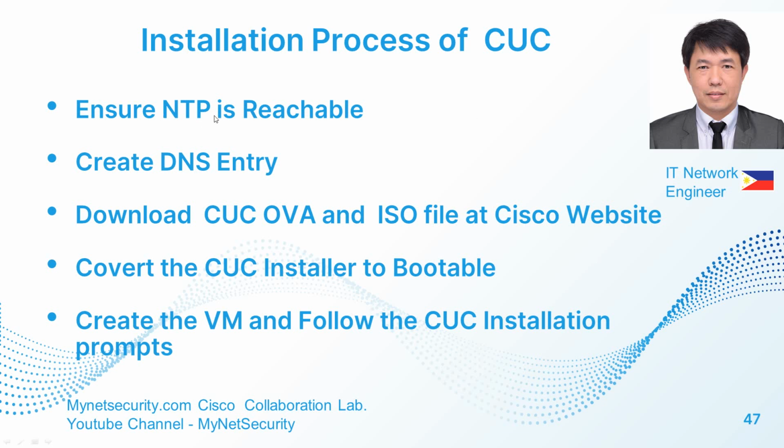First, you have to ensure that the NTP is reachable. Then you must create a DNS entry in your Windows server. You need to download the CUC OVA file and also the ISO file. Most of the time you will download the non-bootable ISO file, so I will show you how to convert it from non-bootable to bootable. Then you will create the VM and follow the CUC installation prompts.